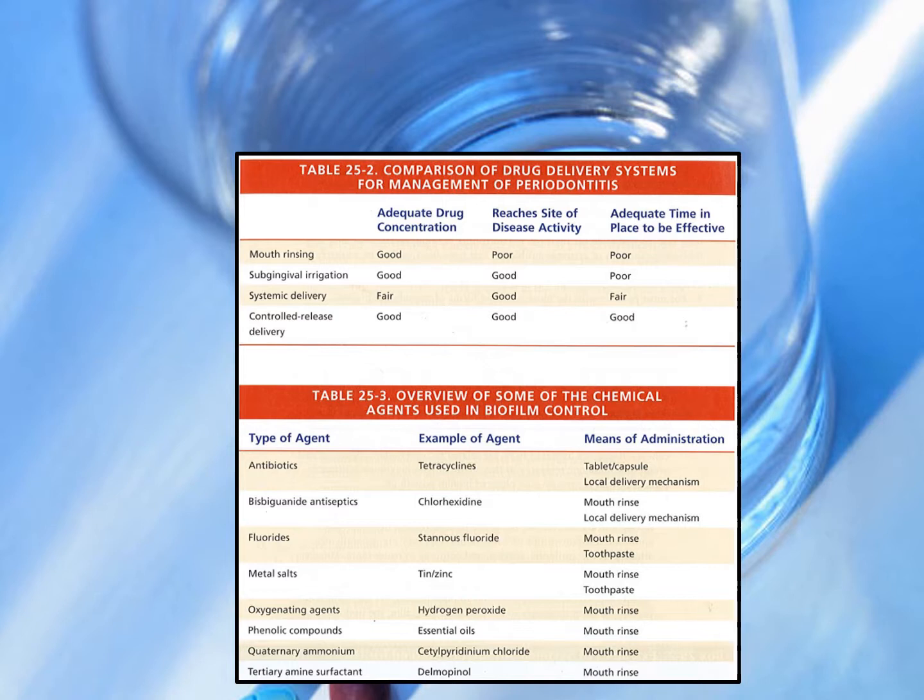to be effective. And underneath that chart, on table 25-3, there's just the overview of some of the chemical agents that are used in controlling the biofilm. We'll focus a little bit more on phenolic compounds or essential oils as we talk about products such as Listerine, as well as the bisbiguanide antiseptics, the chlorhexidine, which again is known right now in terms of mouth rinses as the gold standard.